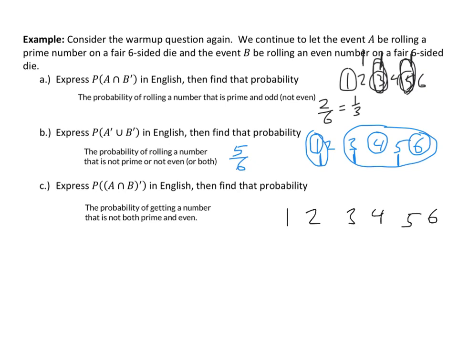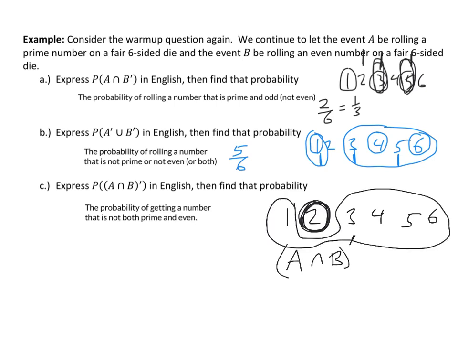And so I think what I want to do here is focus on A intersect B, and then let's just find the opposite of that, right? So first, finding a number that is prime and even, the only number that's prime and even is this one right here. And they said not to that. We want the complement of that, right? So the complement of this is basically everything else, which is sort of funny. It means it's actually exactly the same thing as B up above. So the probability for this is 5/6.